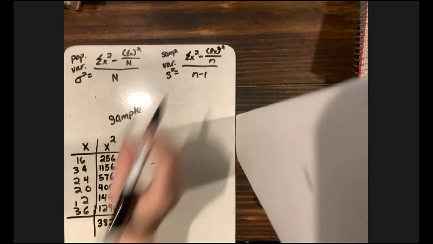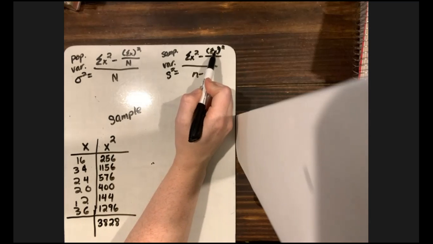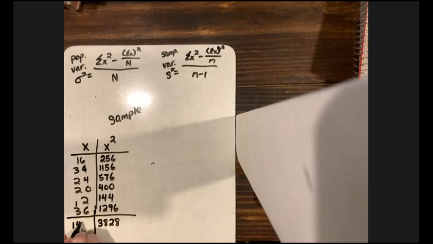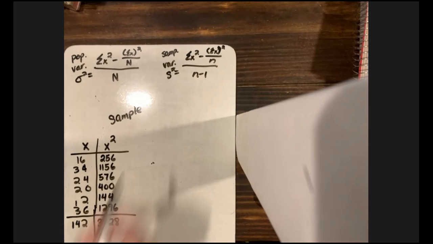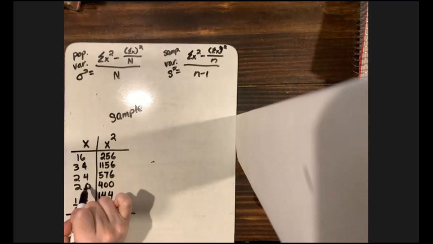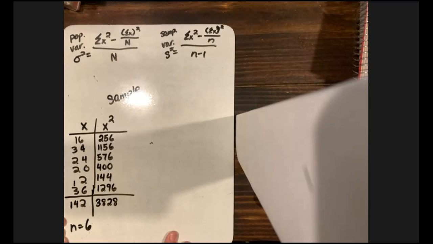And then we're also going to need the total of just the x's, okay? And so when we total up all these x's, we get 142. So now, processing through this sample formula, okay? Let me mark this down. 1, 2, 3, 4, 5, 6. So n is 6. Okay.